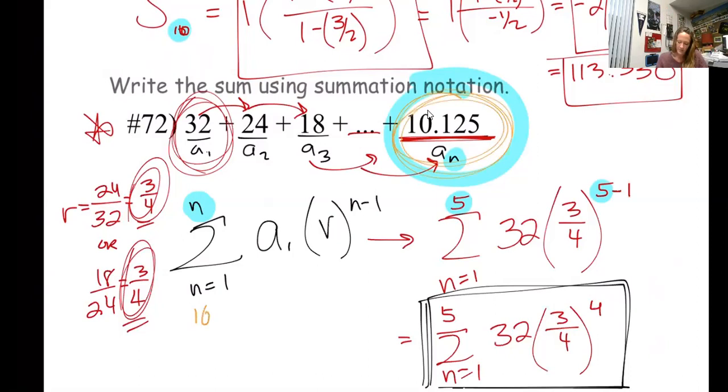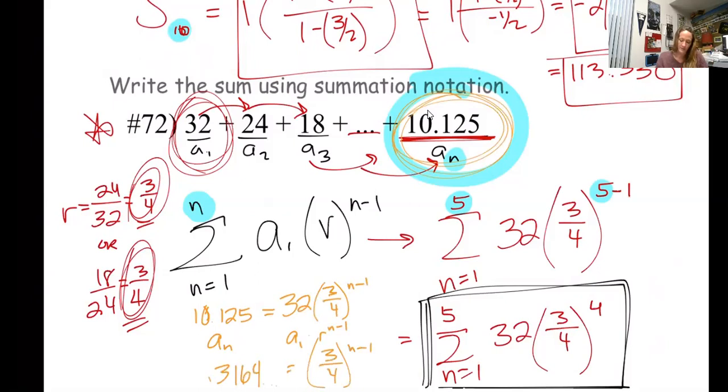We could have set 10.125, that's a 10, not a 6, equal to, we could have thought of it as an a sub n and plugged it into our a sub 1 times r to the n minus 1 formula. I know my first term is 32. I know my common ratio is, sorry, not 1/4, but 3/4, and I need the n that will make this work. I could have done 10.125 divided by 32, to move that to the other side, I would have had 0.3164, etc.